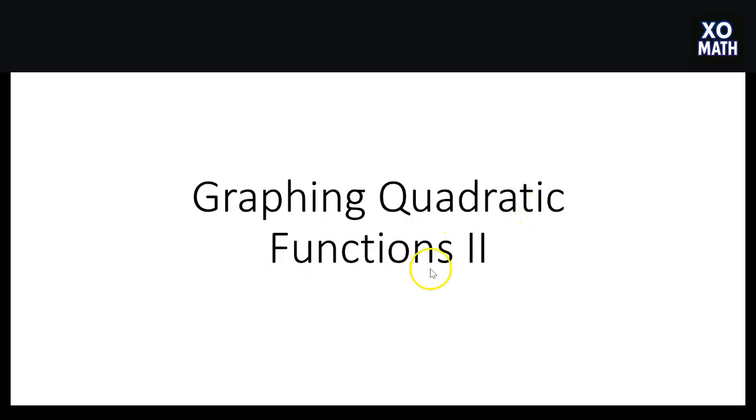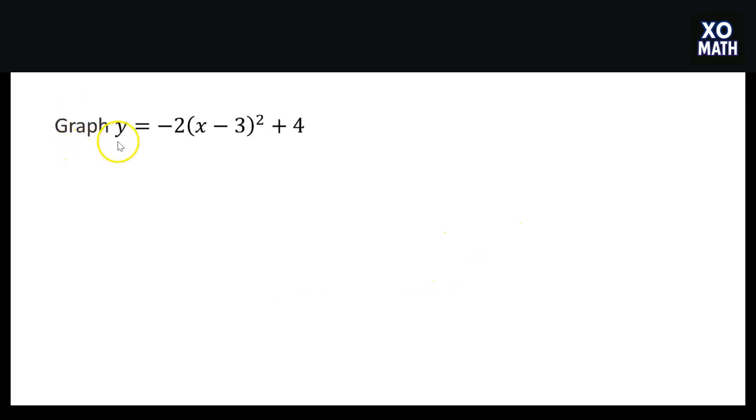Graphing quadratic functions. Here we want to graph y equals -2 times the quantity x minus 3 squared plus 4. This is a quadratic equation. It's just in the special form y equals a times the quantity x minus h squared plus k. This form gives us the benefit of identifying the vertex rather quickly.